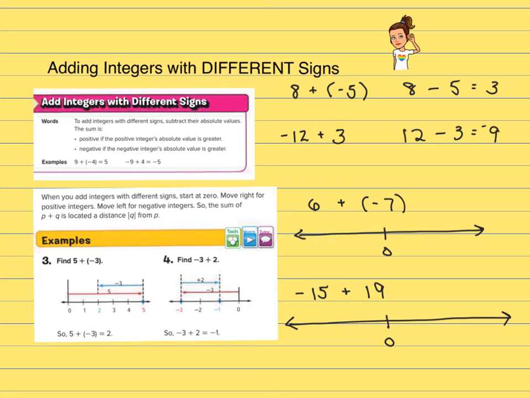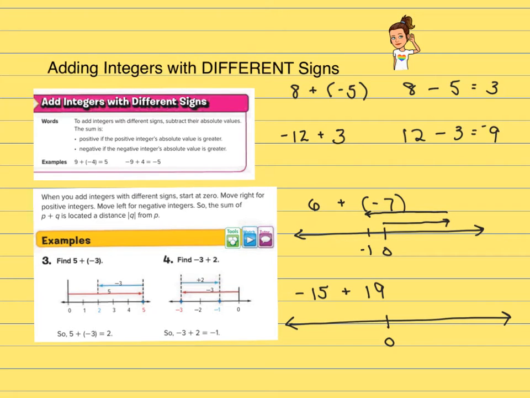6 plus -7. Starting at 0, we're going to move +6 units in a positive direction. Then we're going to add negative, which means that we're going to move -7 units to the left. What is the distance between the absolute value of 6 and -7? 1. Our answer is -1.